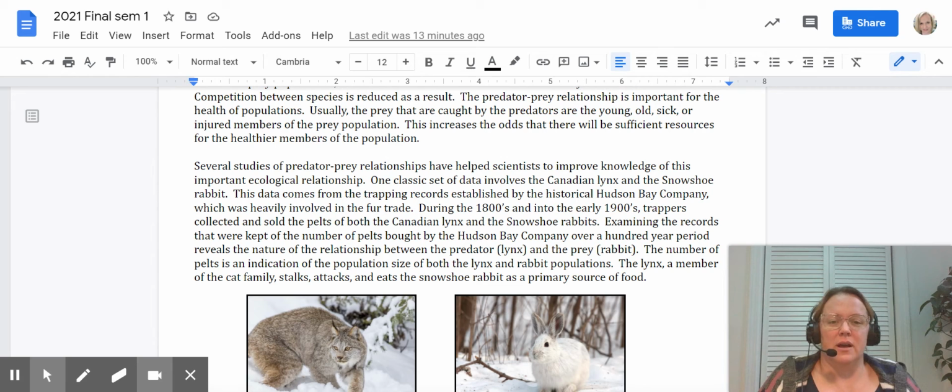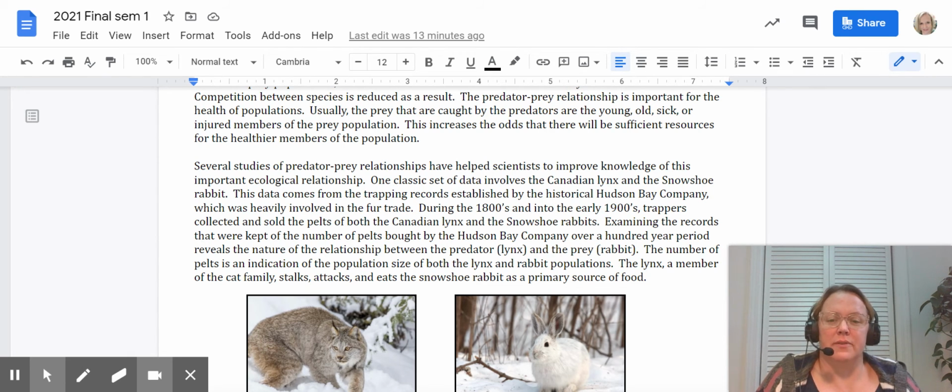One classic set of data involves the Canadian lynx and the snowshoe rabbit. This data comes from the trapping records established by the historical Hudson Bay Company, which was heavily involved in the fur trade. During the 1800s and into the early 1900s, trappers collected and sold the pelts of both the Canadian lynx and the snowshoe rabbits.